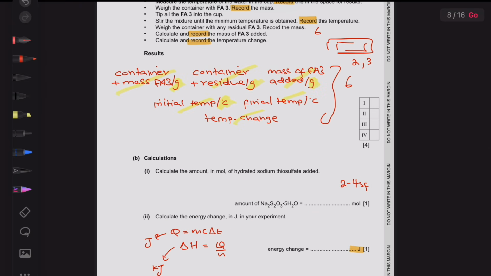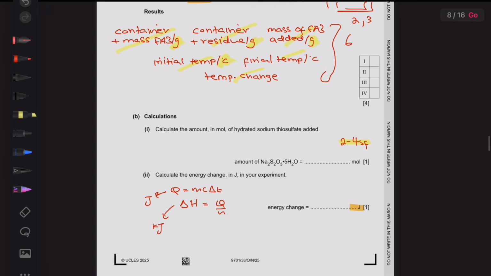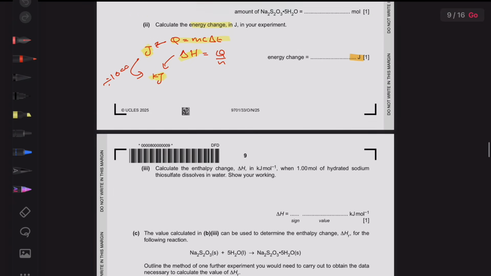Then, of course, you're told to carry out calculations. Most of the time, they are looking for 2 to 4 significant figures. Also, be wary of the small things. When it comes to energy changes, for example, you have Q equals mc delta T. The value we get from this equation is in joules, but with enthalpy change, it's in kilojoules. So don't forget to do stuff like dividing by 1,000 in between.